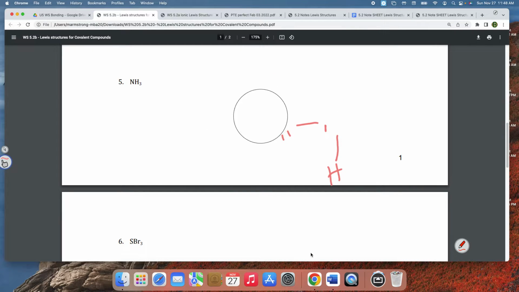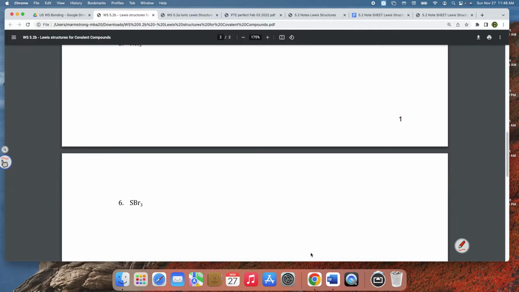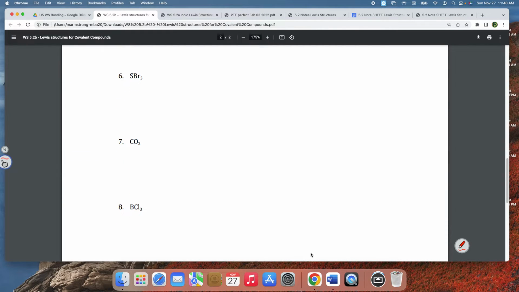The next one, SBr3. This one looks interesting. So S is a single one. It goes in the middle. S has 6, 2, 4, 5, 6. I'm making things up. 3 Brs. And each Br has 7 because it's in the 7th group. And I'll give you a tip here. Anything in the 7th group, single bonds, that's it, that's that.